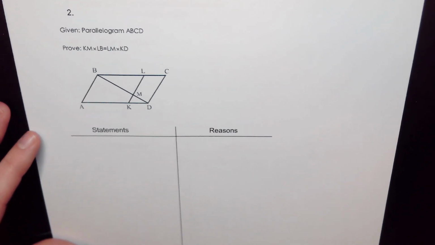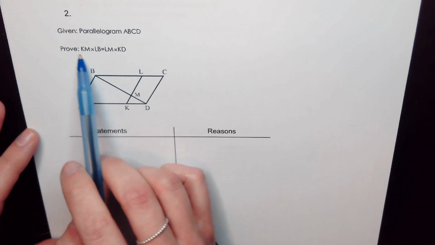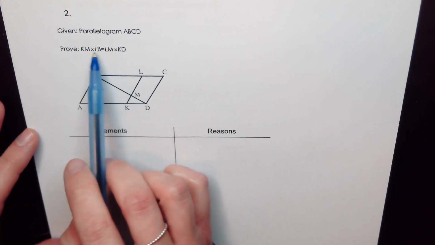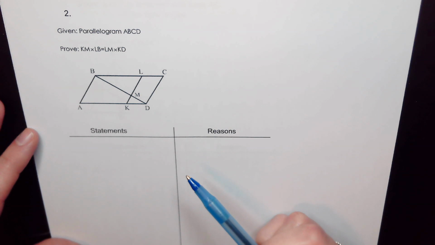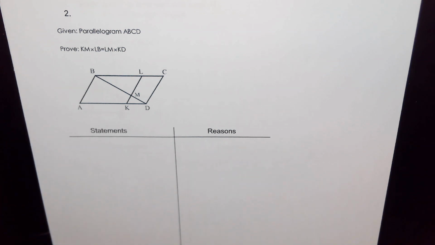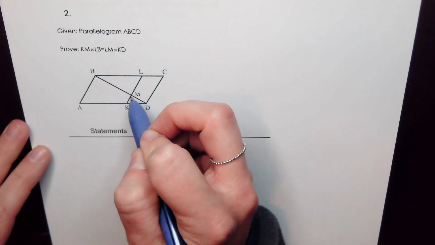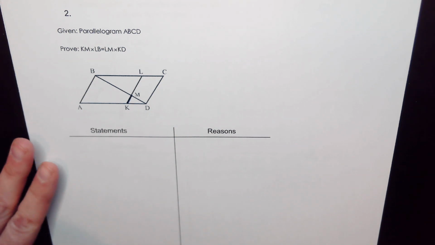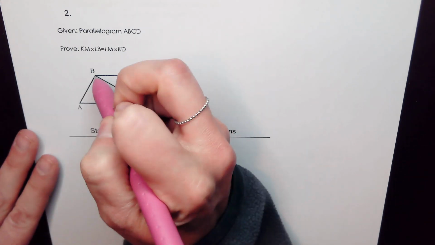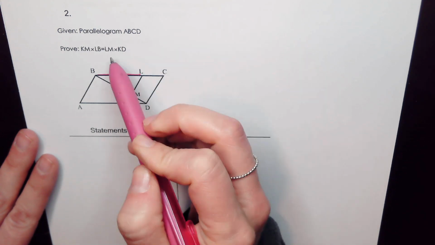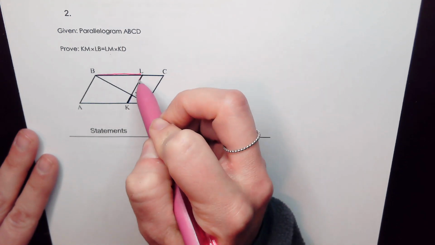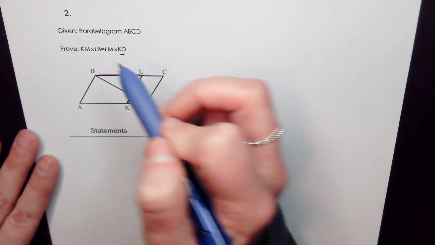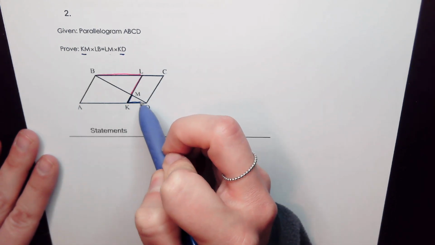All right, next up, given parallelogram ABCD. So here's where you see something like this. Typically you see it with the dots instead of the X's there. But we're looking at, and sometimes it helps to color code it here, KM and LB. So those do not look like they're part of the same triangle. So I'm going to do them in different colors. And then we have LM. So that looks like it's part of the pink triangle. And KD looks like it is part of the purple triangle.